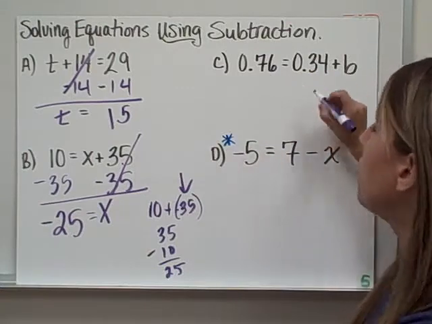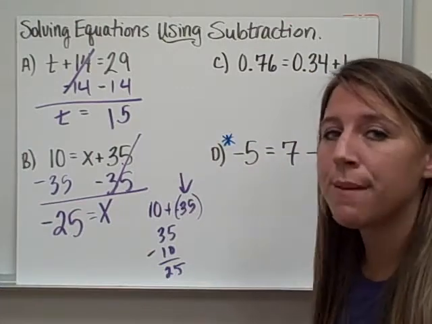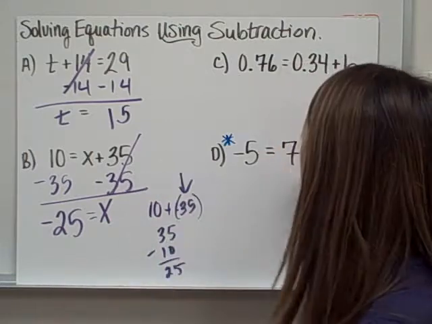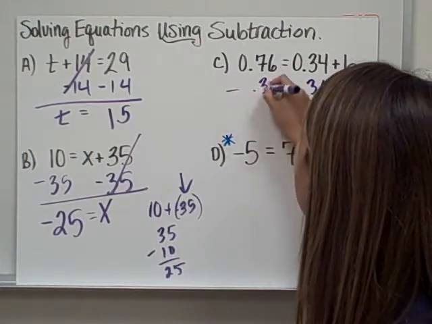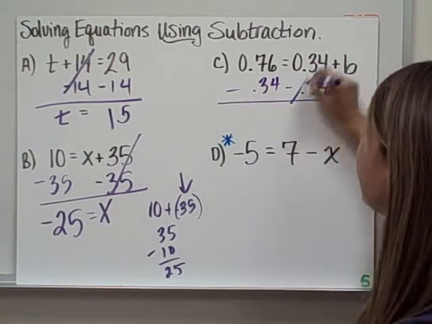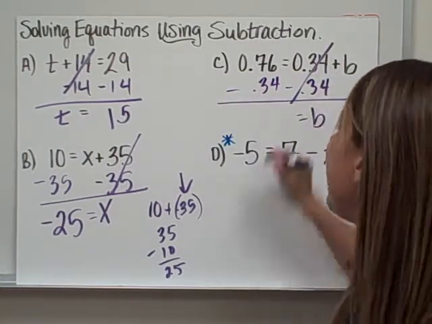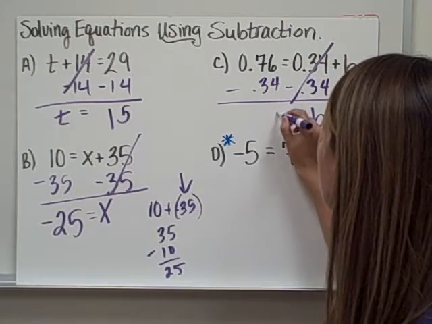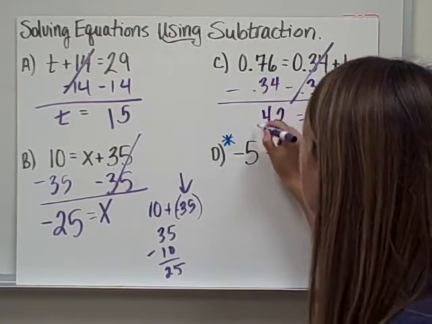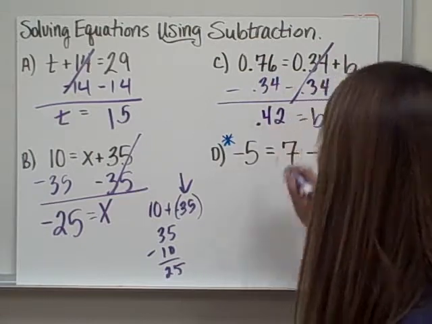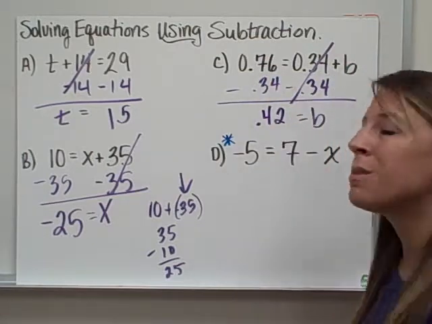How about an example like this? 76 hundredths equals 34 hundredths plus b. Opposite of addition is subtraction. Subtract 34 hundredths from both sides. Sometimes it's going to work out really nicely for you, leaving you with b equals 6 minus 4 is 2, 7 minus 3 is 4. Bring my decimal point down. We're good. 42 hundredths equals b.